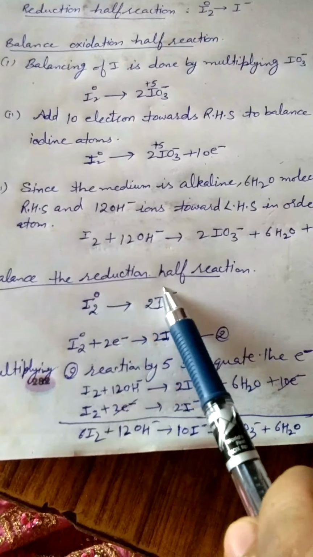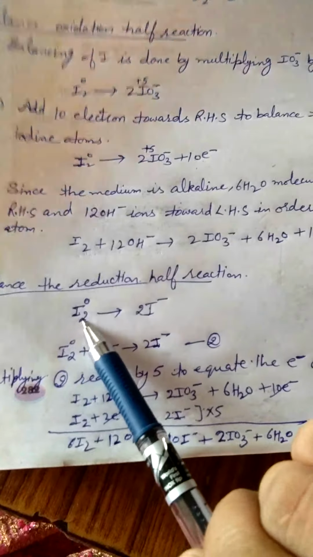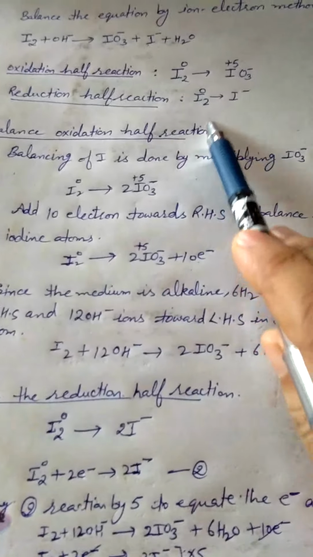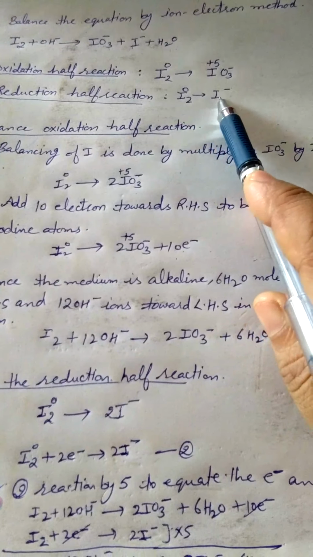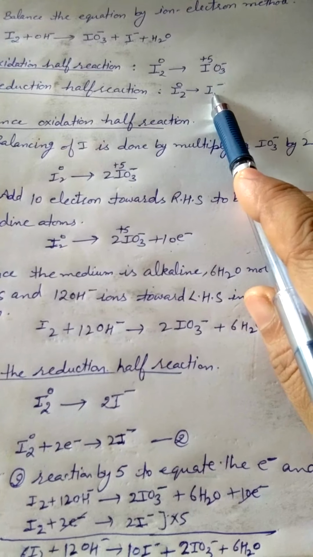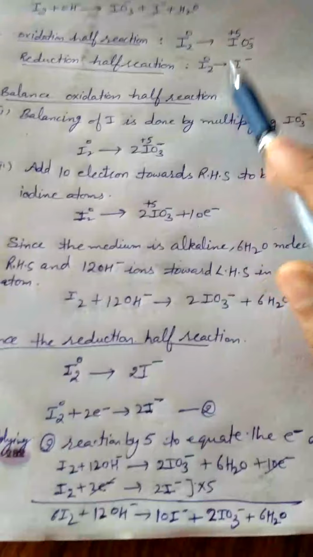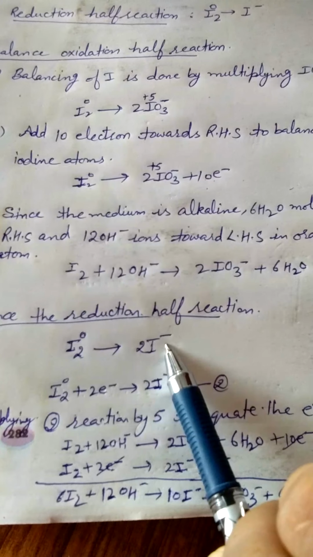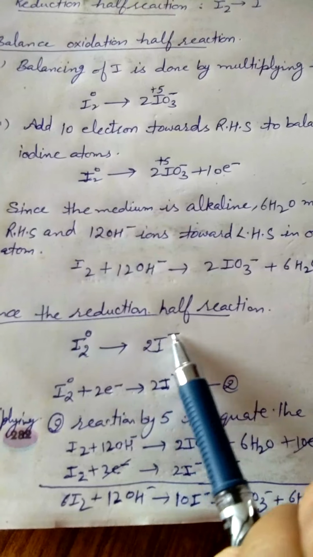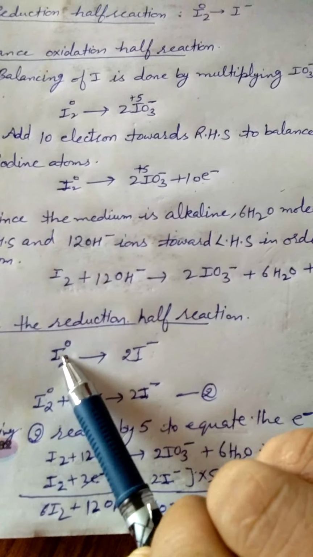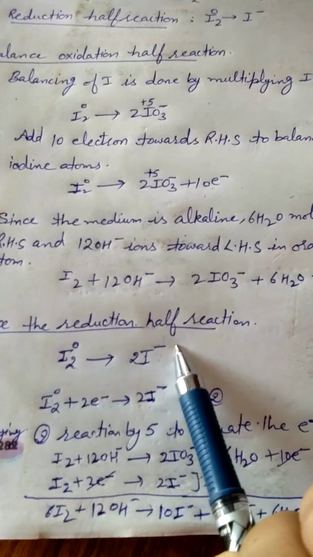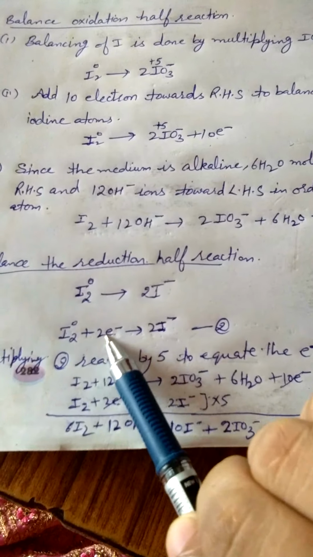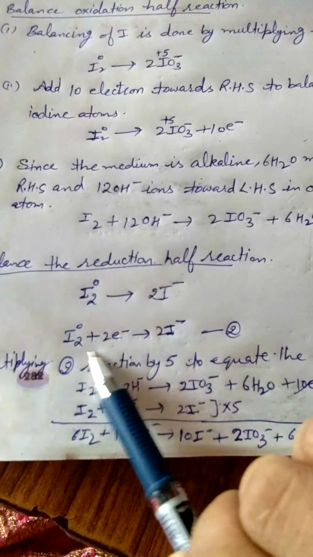Next is how to balance the reduction half reaction. You see I2 to I negative. Here there are 2 iodine atoms and here only 1 iodine, so we write 2 to balance both sides. Now it gains 2 electrons, so it carries a negative charge, so we add 2 electrons to balance this equation.